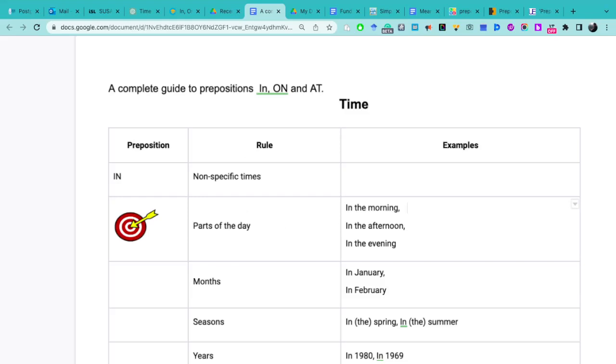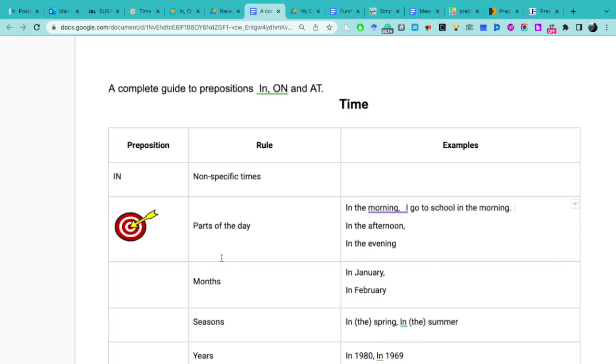I'm going to write a sentence. I go to school in the morning. With parts of the day, right? I go to school in the morning. So we use the preposition in with parts of the day.